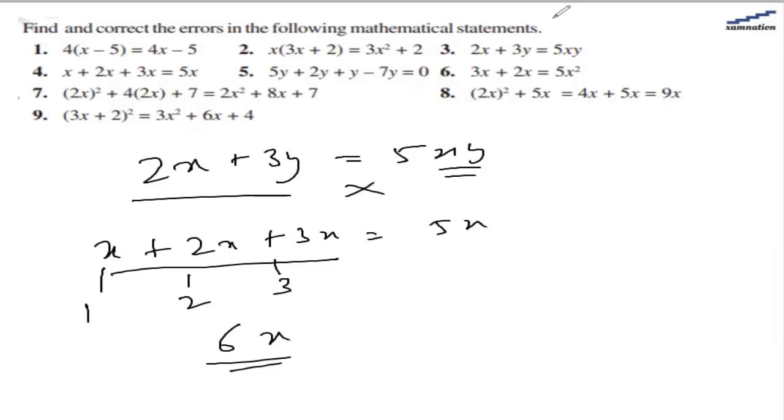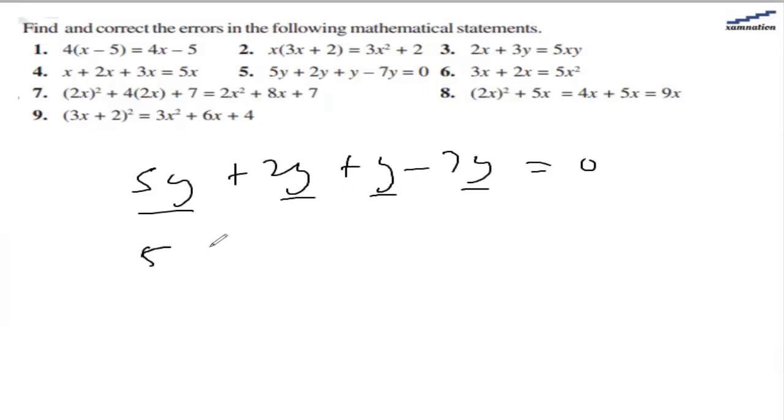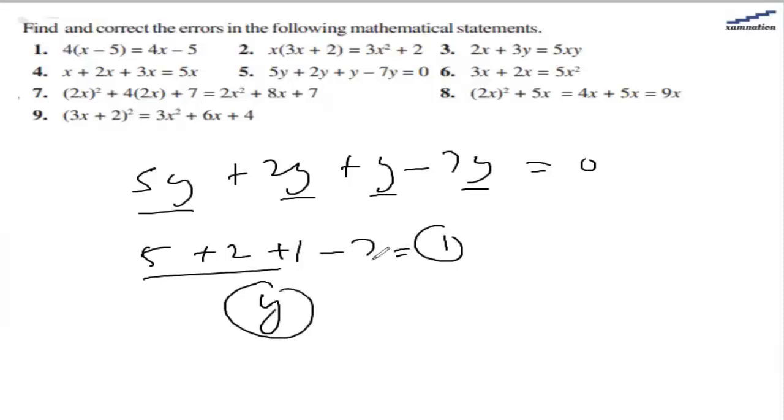For the fifth part, we have 5y plus 2y plus y minus 7y, that is equal to 0. So here, as you can see, we have like terms. The variable is y in all of them, and we need to add the coefficients. Coefficients are 5 plus 2 plus 1 minus 7. So that is 8 plus minus 7, which is 1. So the left hand side is basically y. So the right hand side should be y instead of 0.